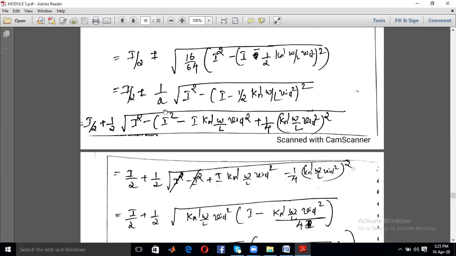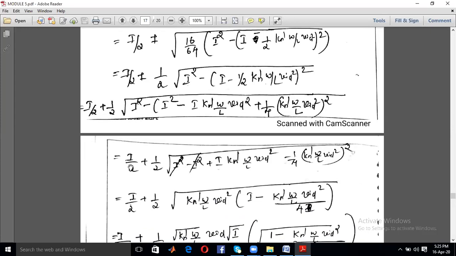Open all the brackets. So I square gets cancelled. So the remaining term is I by 2 plus half square root of, these two are the left terms. So there you can take kn dash w by l into VAD square as common. See, these two terms are common here: kn dash w by l VAD square. Here it is kn dash w by l VAD square, the whole square is there. So one term can be taken outside. So the remaining term here is I minus the other term.